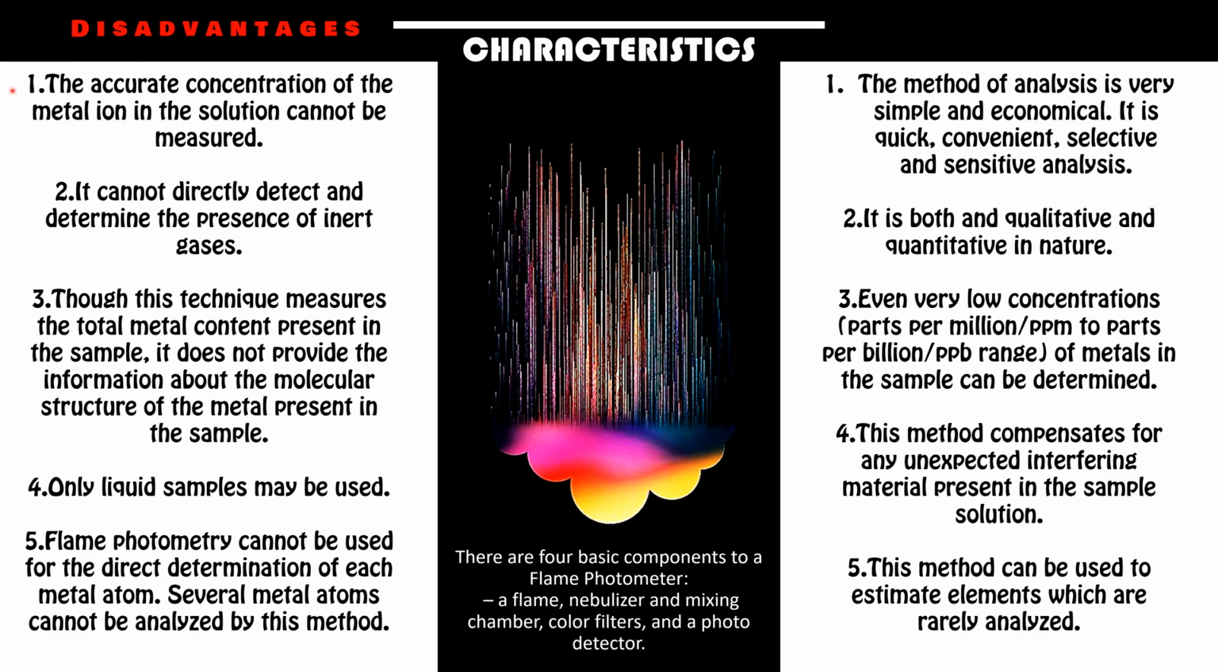Now let's proceed to the disadvantages. Number one, the accurate concentration of the metal ion in the solution cannot be measured. Number two, it cannot directly detect and determine the presence of inert gases. Number three, though this technique measures the total metal content present in the sample, it does not provide information about the molecular structure of the metal present in the sample. Number four, only liquid samples may be used. And number five, flame photometry cannot be used for direct determination of metal atoms. Several metal atoms cannot be analyzed in this method.